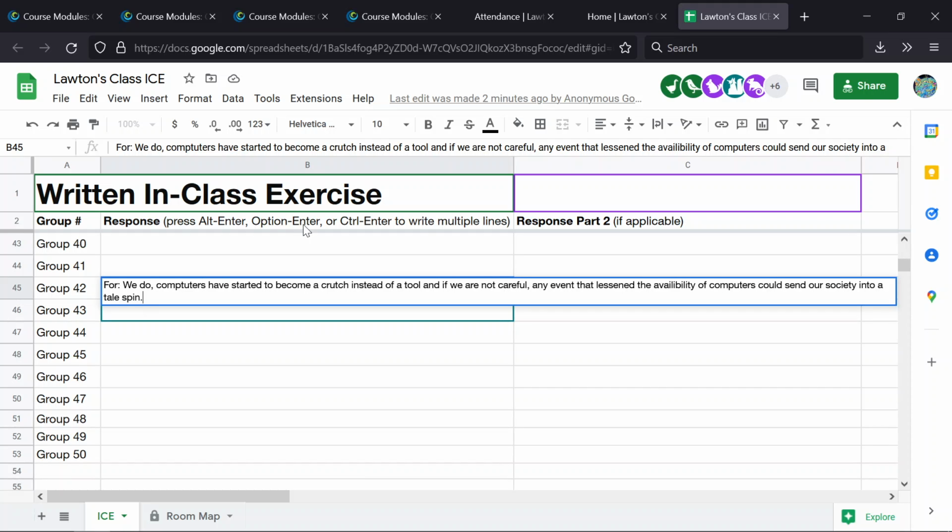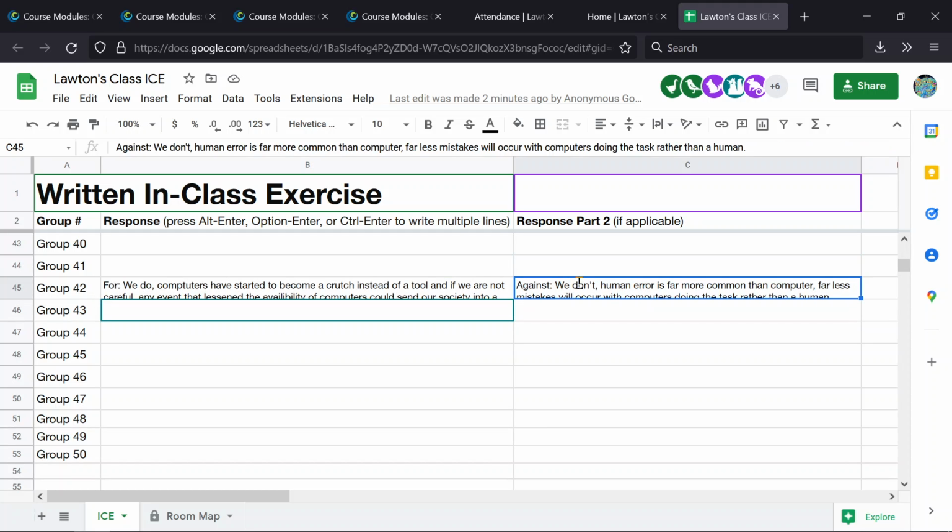Group 4, computers are becoming a crutch. That's true. It's easy to do your math homework these days on Google. Are we really learning? Things like that. Any event that lessened the availability of computers. Yep, that's a great point again. So if something happened to these computers that we're relying on, that's a huge issue, right?